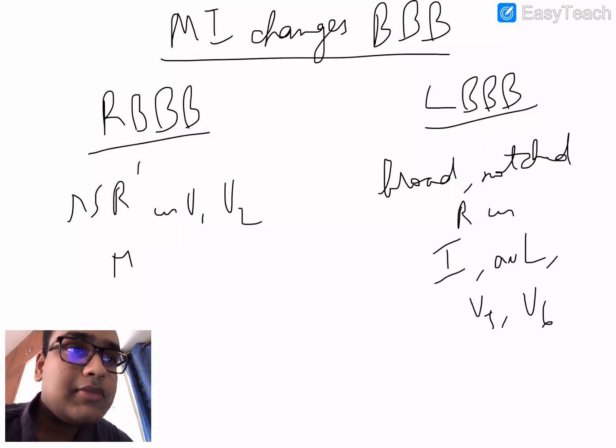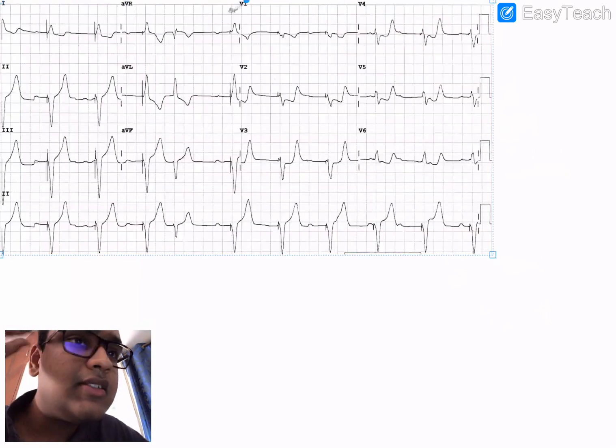So when a patient comes with LBBB with MI, the MI changes are not that pronounced. So it's important to know how to diagnose a patient who has LBBB and has come with MI. So let's look at an ECG. So let's look at this ECG here.